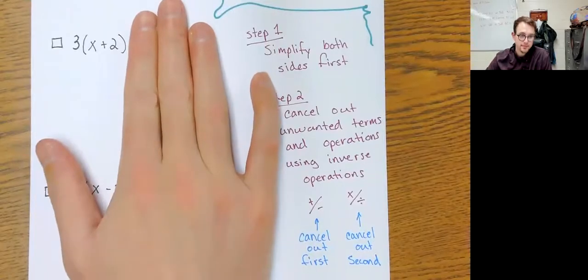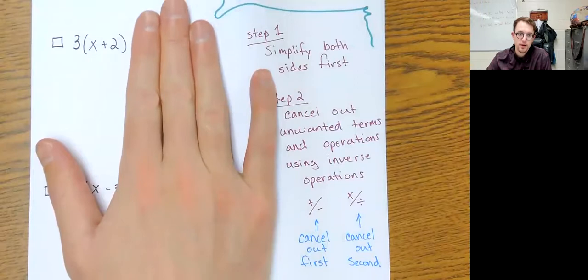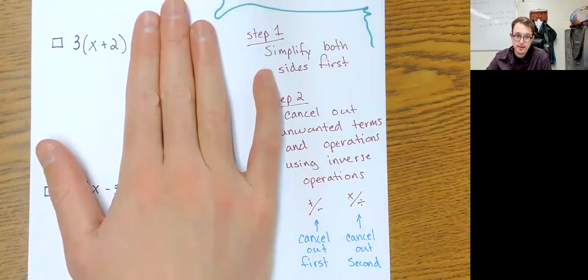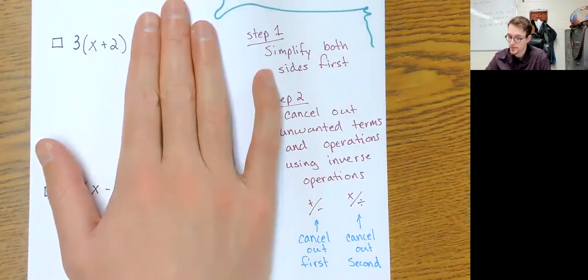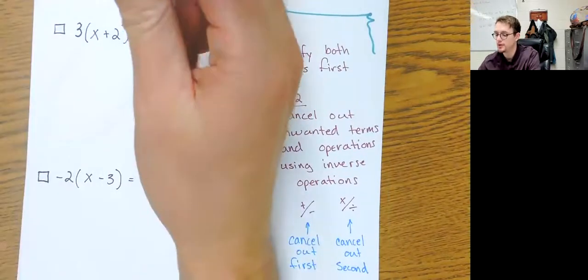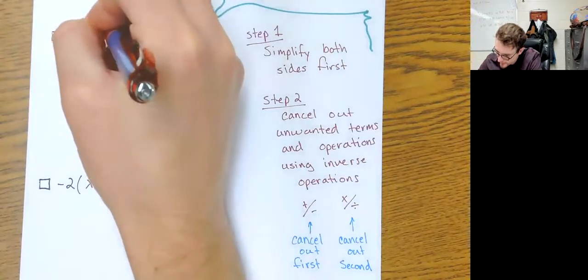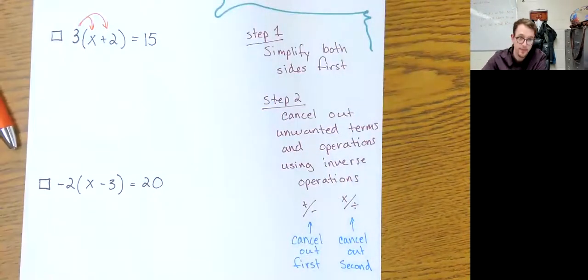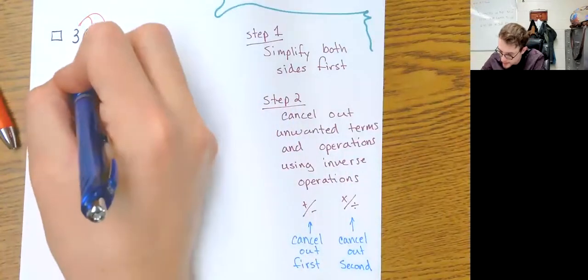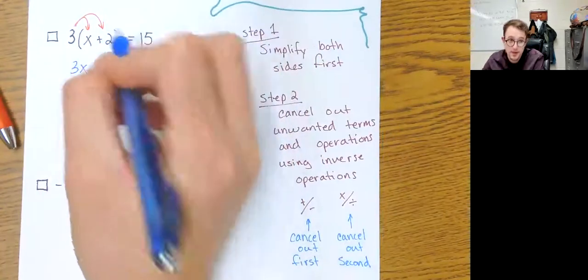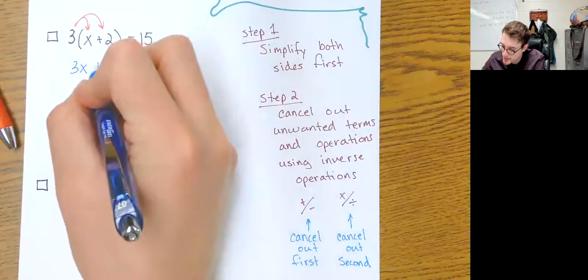What I mean by simplify both sides first is cover up the right side of the equation. I look at that, and I see that's not simplified. I need to distribute. So I am going to distribute this positive 3. And I get 3 times x, which is 3x, and then 3 times positive 2, which is positive 6.